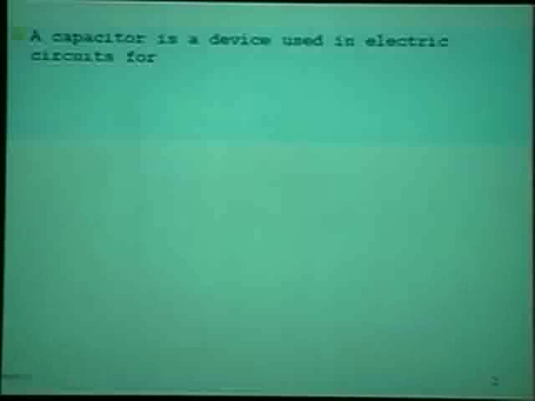What is a capacitor? Well, a capacitor is a device used in electric circuits for charge storage. In fact, that's the idea of a capacitance, its ability to store charge given a certain potential difference between its conductors.